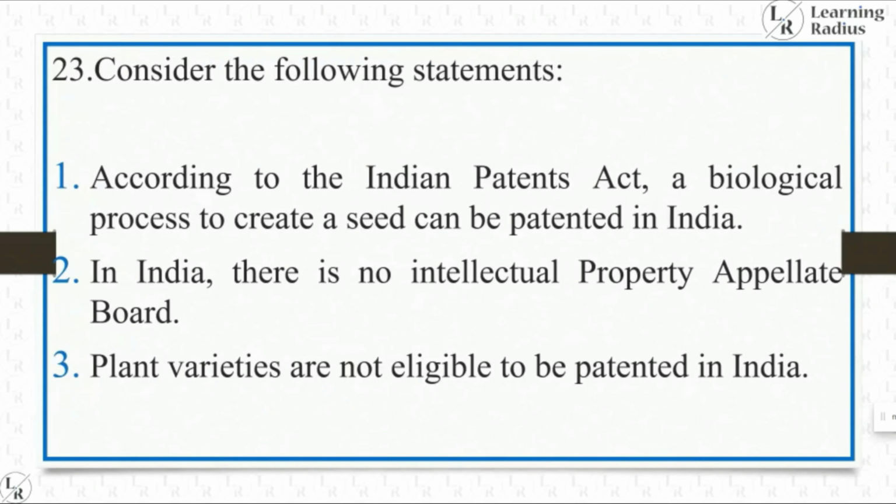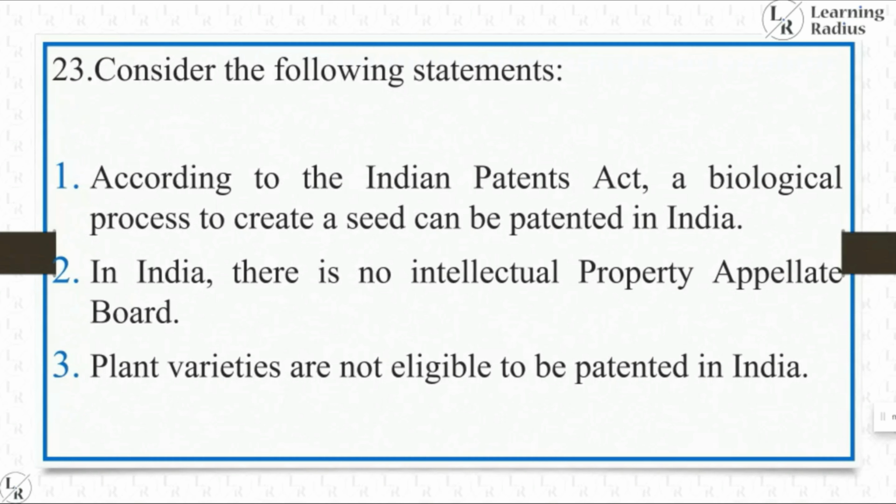Consider the following statements. According to the Indian Patent Act, a biological process to create a seed can be patented in India. In India, there is no Intellectual Property Appellate Board. Plant varieties are not eligible to be patented in India. Which of the statements given above is correct? 1 and 3, 2 and 3, 3 only, 1, 2 and 3.